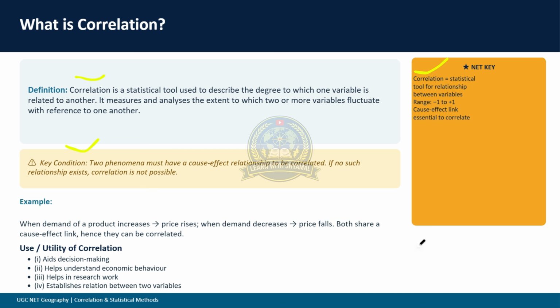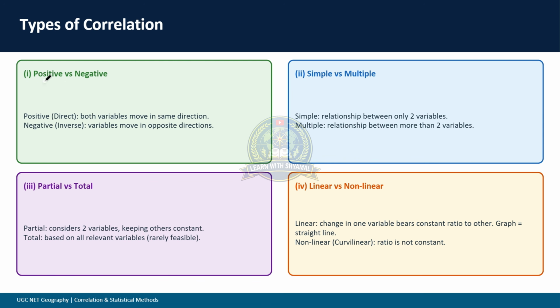Types of correlation: positive versus negative correlation. Positive, direct: both variables move in the same direction. Negative, inverse: variables move in opposite directions. Simple versus multiple. Simple means relationship between only two variables, and multiple means relationship between more than two variables. Partial versus total. Partial considers two variables, keeping others constant, and total is based on all relevant variables, rarely feasible. Linear versus non-linear. Linear: change in one variable bears a constant ratio to the other, graph is a straight line. Non-linear, curvilinear: ratio is not constant.